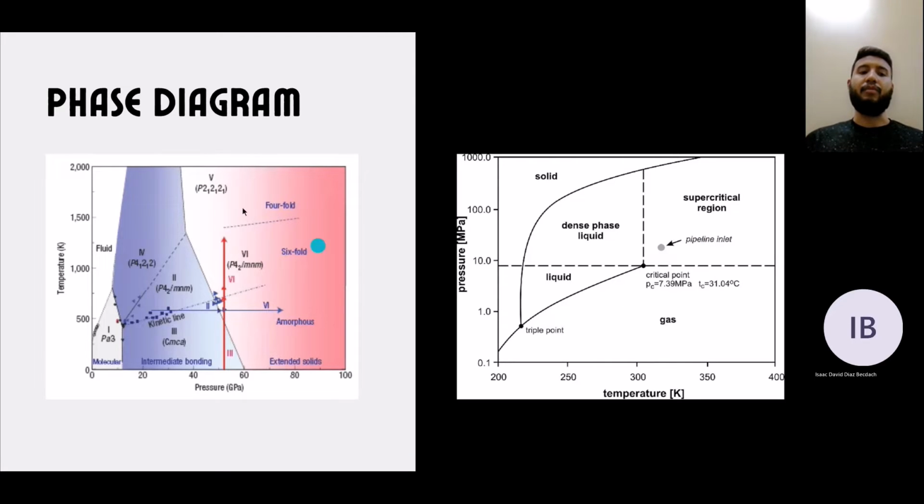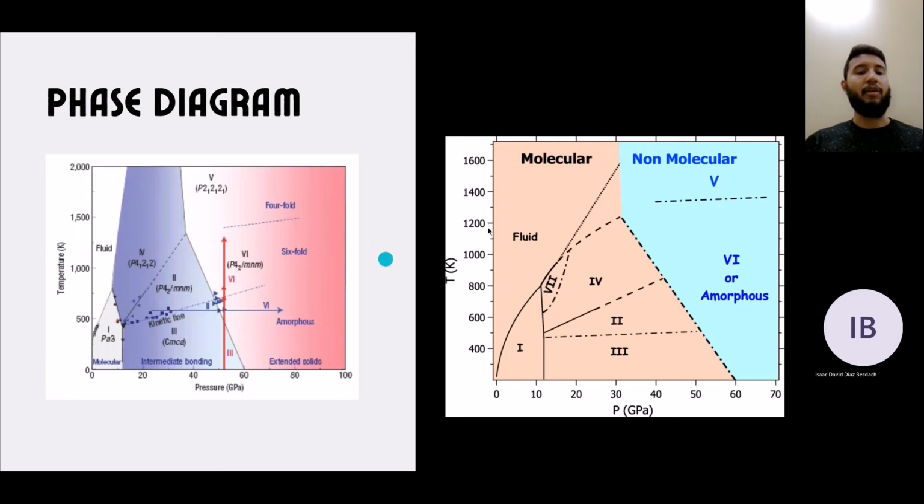The one for carbon dioxide is a little bit different, where the y-axis is temperature and the x-axis is pressure, which allows us to focus on this solid region. In that same solid region, we can have a molecular phase, an intermediate bonding phase that acts like a transition state, and then we can have an amorphous or non-molecular phase on the right side. I'll be focusing on phase 2, which is a transition phase when temperature is increased from phase 3.